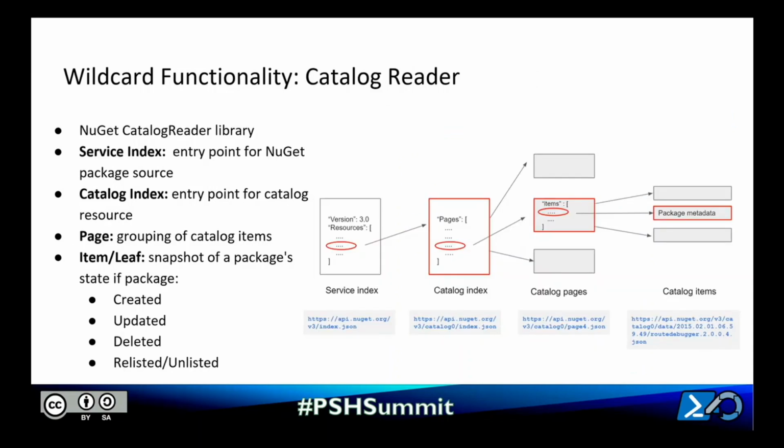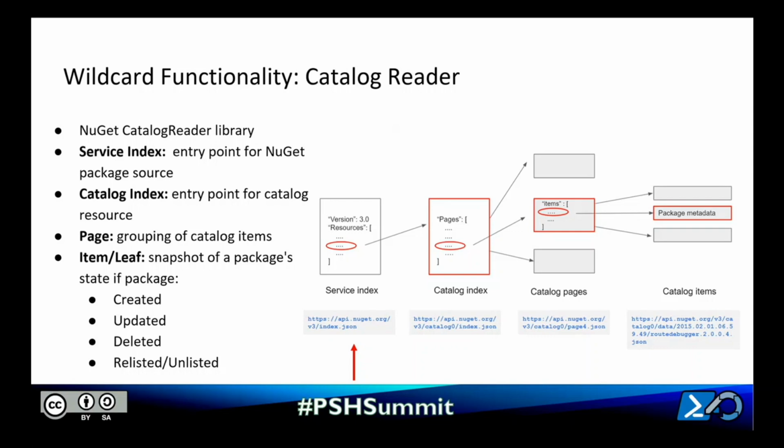Before I discuss the wildcard implementation, I'm going to quickly describe how the catalog reader resource works. Let's say I wanted to access a package from the NuGet gallery package source that has a V3 protocol endpoint. To connect to the package feed, I first need its service index. Again, the service index is just the landing page document for the package source, which contains a list of available resources.